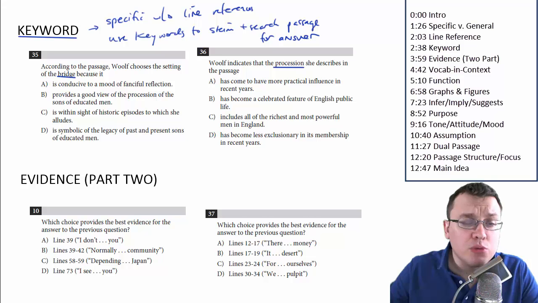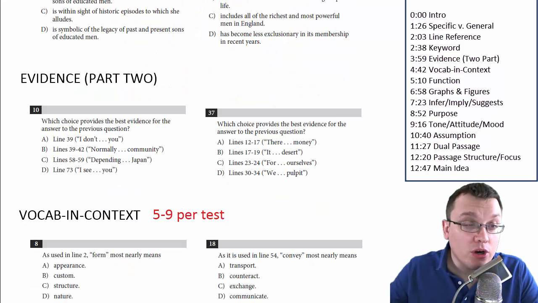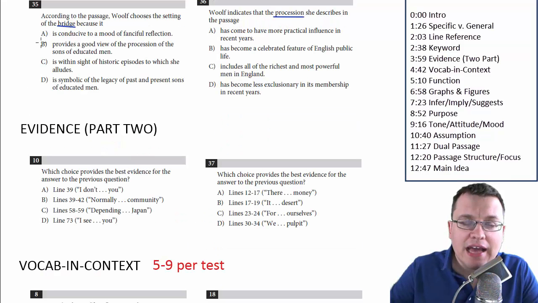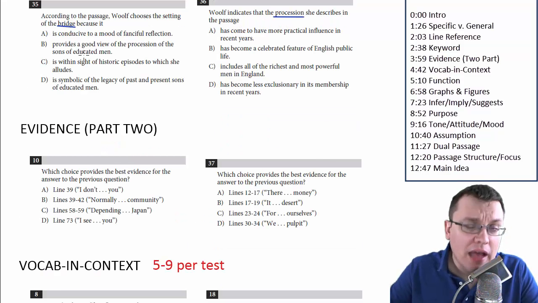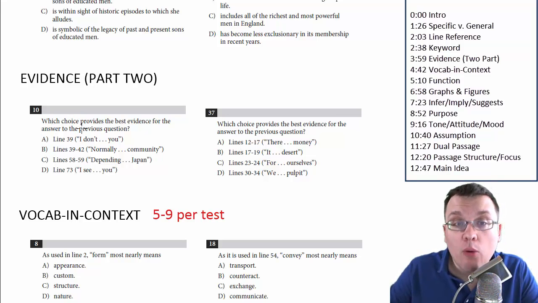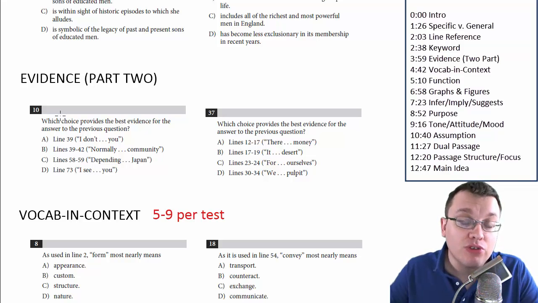The next type of question, which often follows up on keyword questions, are the evidence questions or the part 2 questions where you have a question before, like let's say, this question right here. You'd have to find the answer to the question in the text somewhere, which ends up being a specific question. And the question that follows wants to know, where did you find the evidence for that? What lines best support your answer to the previous question?